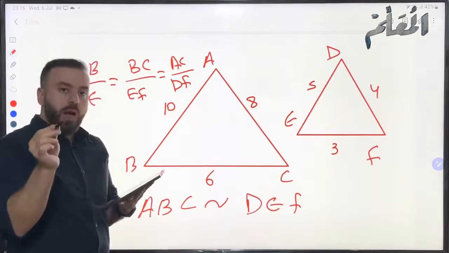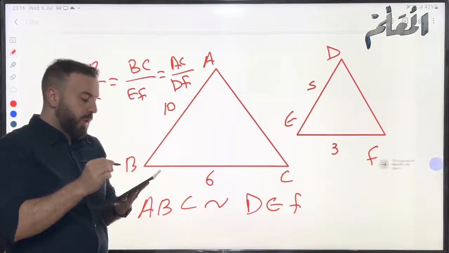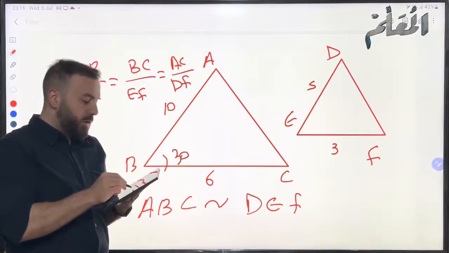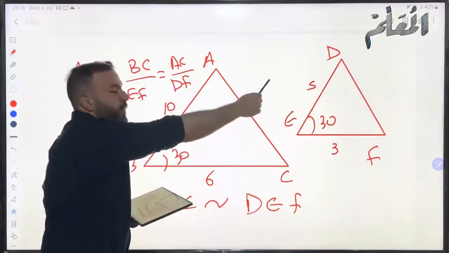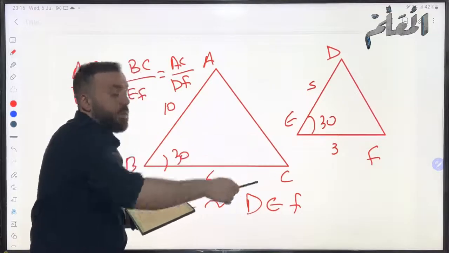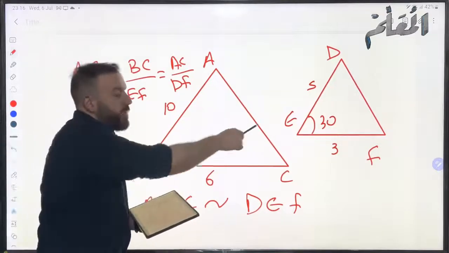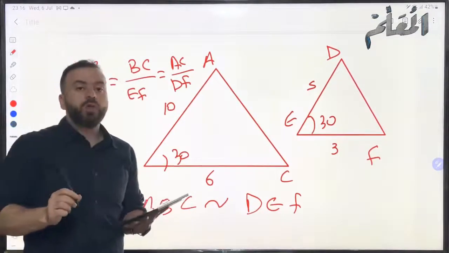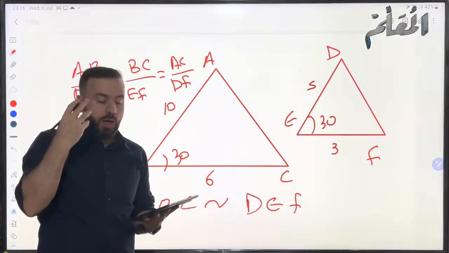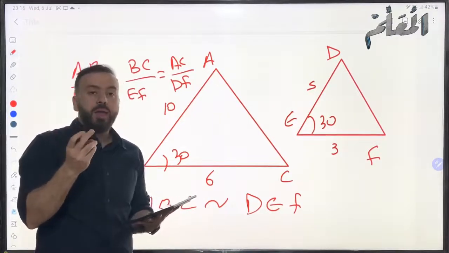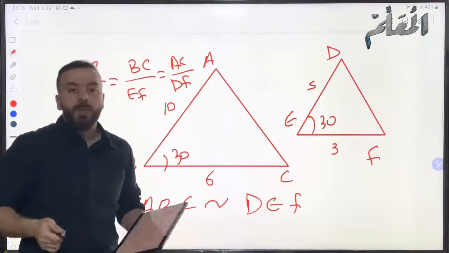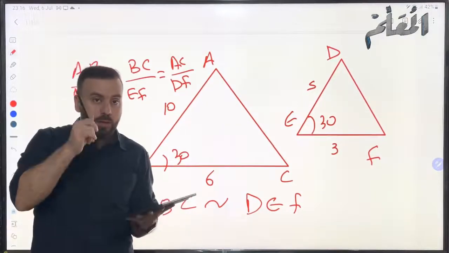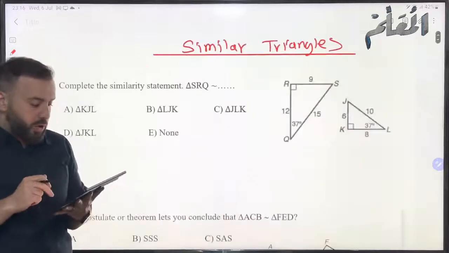The third one now is, if we say this is 30, this is 30. So the ratio is 10 divided by 5 is 2, 6 divided by 3 is 2. And the angle is there. So the third postulate is side, angle, side. Two sides have the same ratio and the angle between them. So those are the rules for similarity. Remember that. So let's start solving the questions.